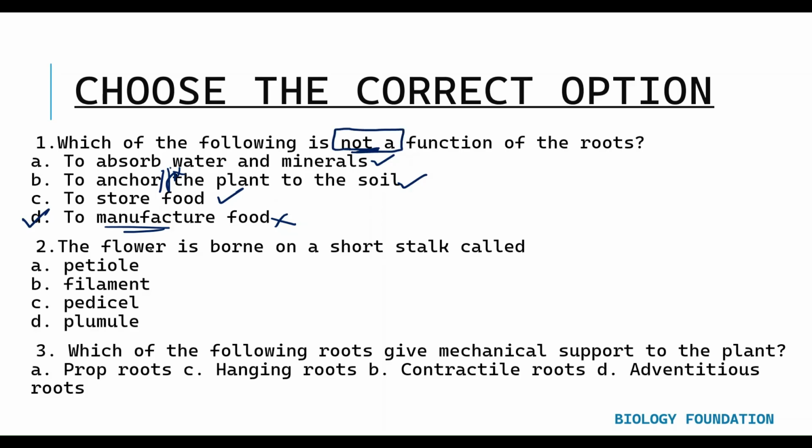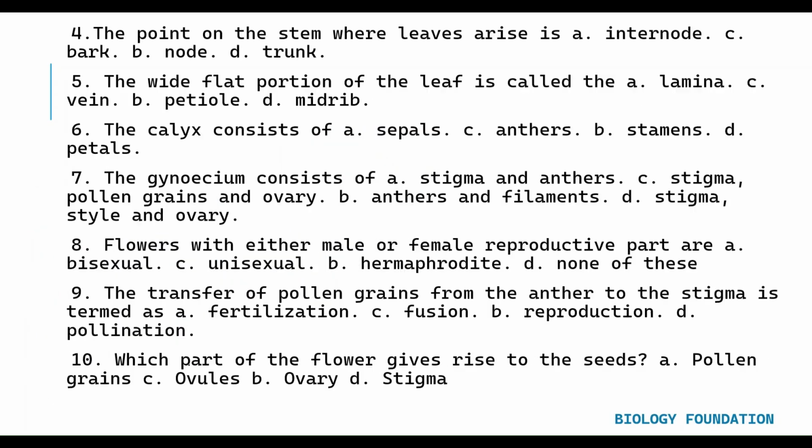because that is telling us to choose not a function of the root. Okay, the flower is borne on a short stalk called pedicel. We know petiole is the stalk of a leaf. Okay, filament is the stalk of stamen. Plumule, it is the portion which gives rise to shoot. So pedicel is the stalk of a flower. Which of the following roots give mechanical support to the plant? Prop roots, yes, in banyan, okay, or the stilt roots. They give mechanical support to the plant.